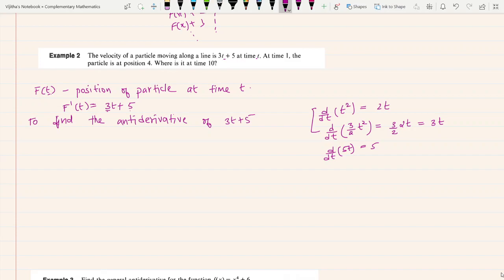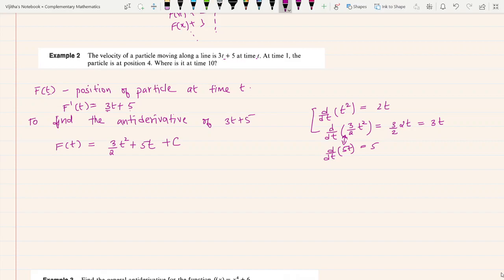So we can write the antiderivative of 3t plus 5 as 3 by 2 t square plus 5t. Since we have shown that it is not unique, there are so many values, so we can add a constant c here. So F of t is 3 by 2 t square plus 5t plus c.